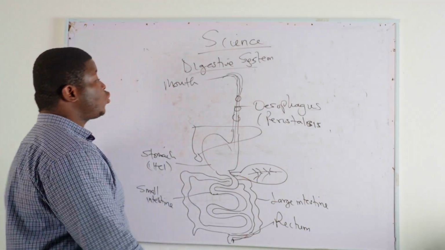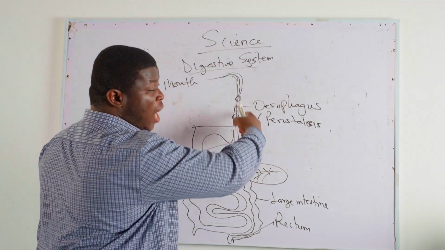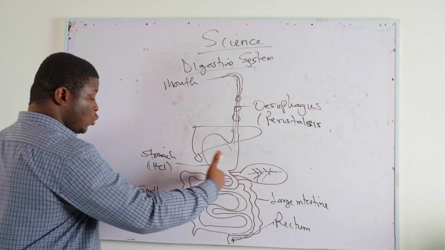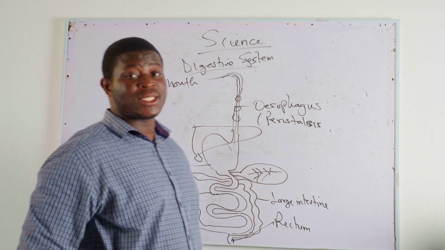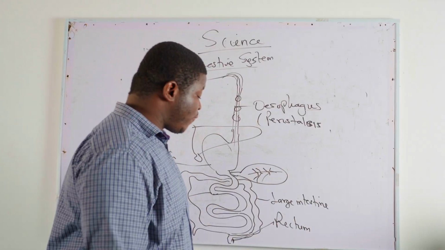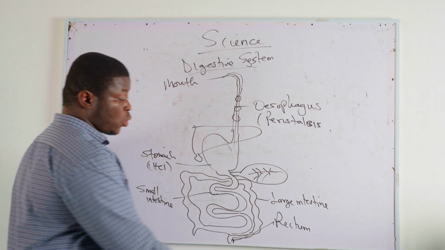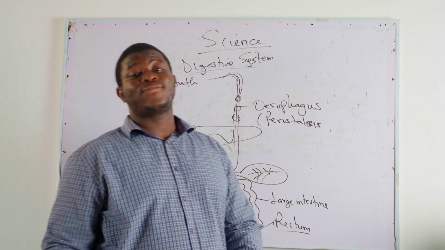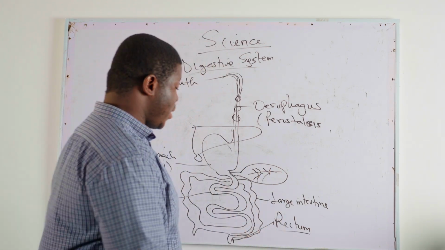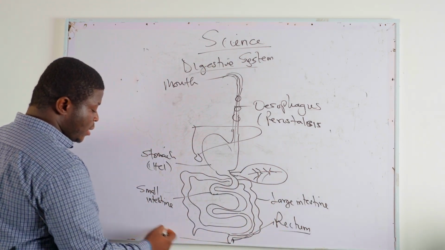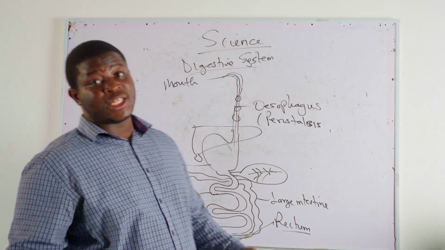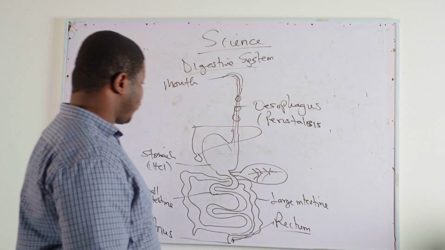So as the food goes through all the processes from the mouth, esophagus, the stomach, through the small intestine and the large intestine, the undigested food comes and is stored in the rectum. The undigested food is stored in the rectum for some time, and then it is later released from the anus. So the undigested food will later be released from the body.